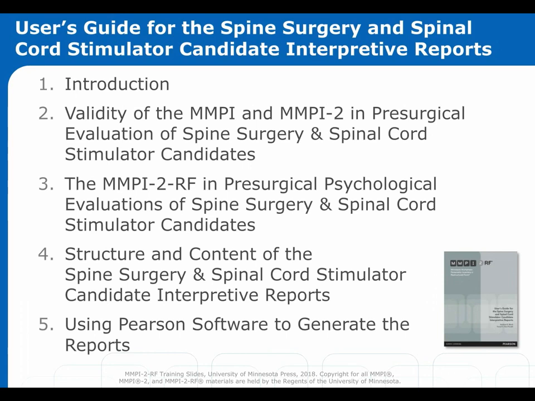The fourth chapter outlines the information provided in the spine surgery and spinal cord stimulator candidate interpretive report. This chapter provides empirically grounded interpretations of what those MMPI-2-RF scores suggest about an individual being evaluated in one of these contexts, based on empirical findings, and who the comparison group data are comprised of. Finally, the fifth chapter outlines procedures for generating this type of report.